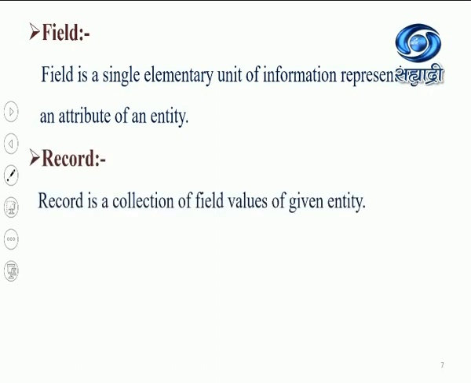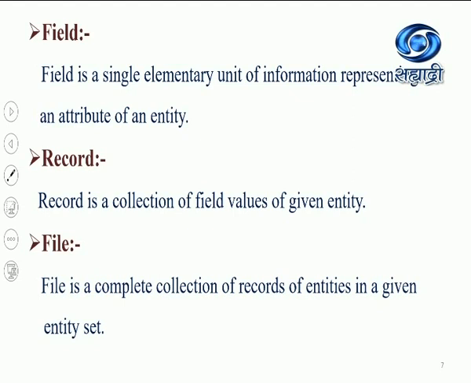Record is a collection of field values of the given entity. So the collection of name, age, gender in the previous example is called the record of that particular entity. Then file is a complete collection of records of entities in the given entity set. So a file contains a group of records. You can store the records of 5 students, and then you can create its file.